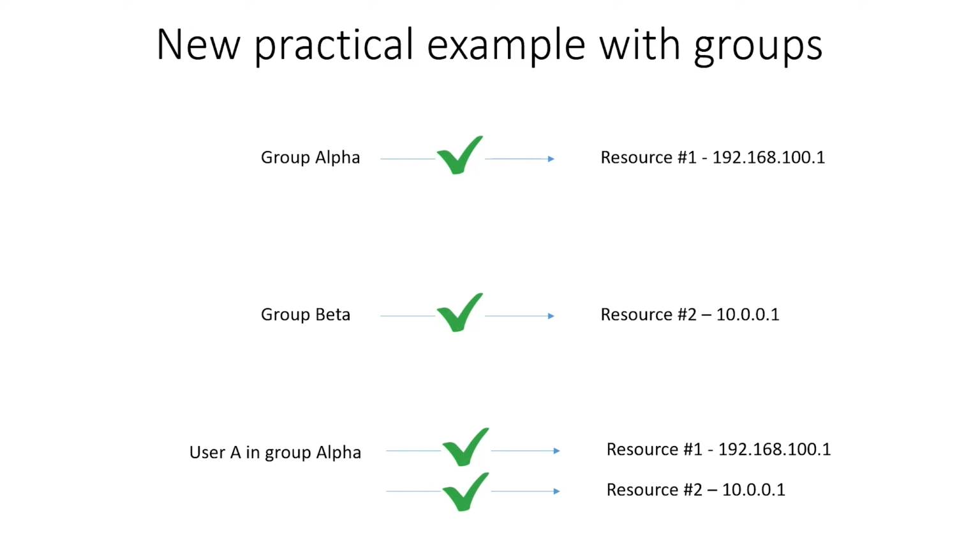At the bottom, we are going to make an exception for user A, who is part of group alpha. On top of the access he inherits from group alpha, which is resource 1, he also needs access to resource 2, which in our example is normally only accessible for members of group beta. But we make an exception for just this one user so that he can get access to resource 1 via his group membership and access to resource 2 because we give this specific user that additional access.